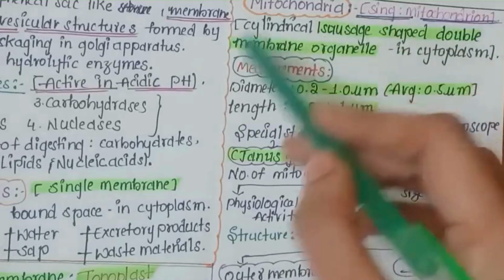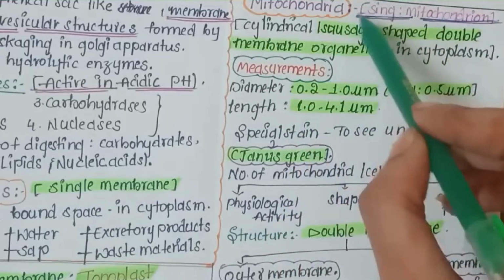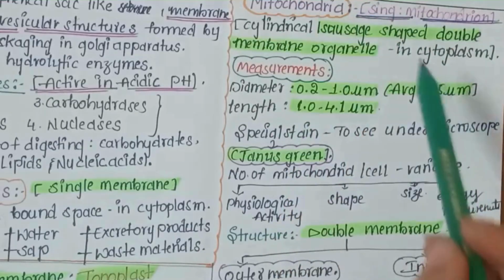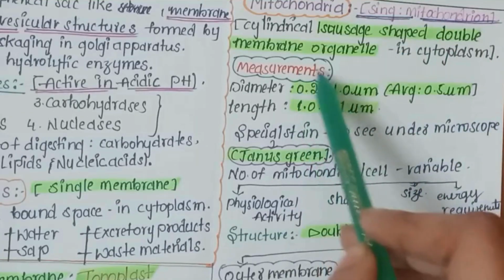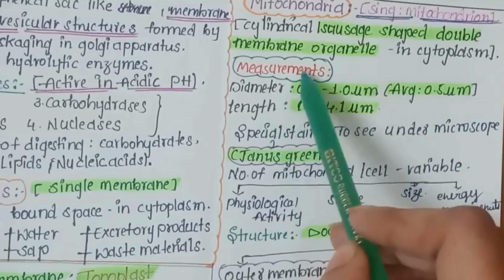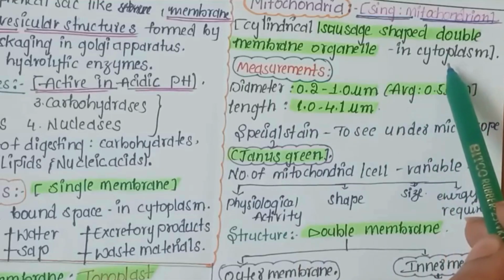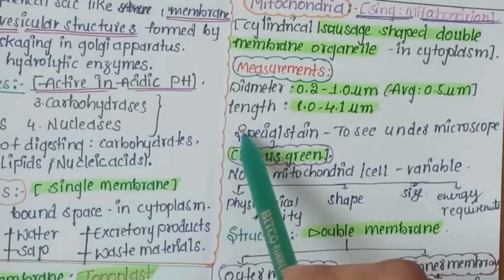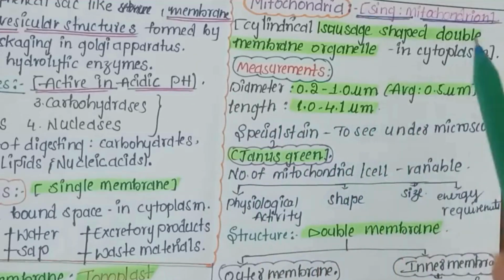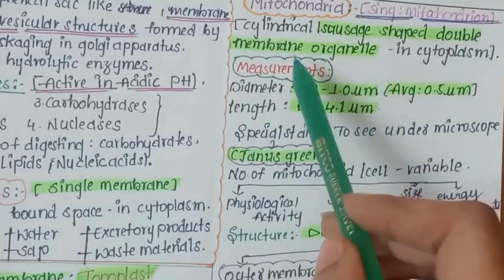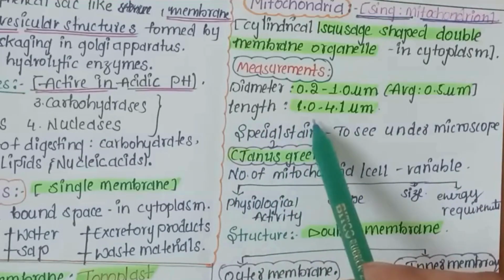Let's discuss mitochondria. As we all know, this is a cylindrical, sausage-shaped double membrane organelle which is present in the cytoplasm of the cell, which is 0.2 to 1 micrometer in diameter and on average 0.5 micrometers. Coming to the length of the mitochondria, it is 1 to 4.1 micrometers in length. And to see the mitochondria under the microscope, we have to use a special stain known as Janus green B.